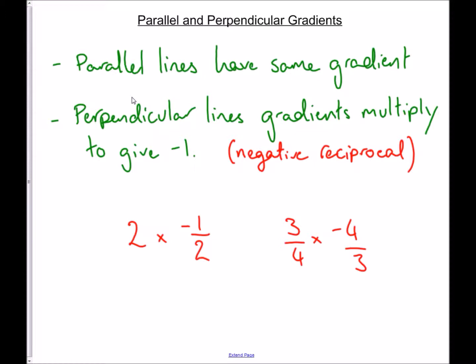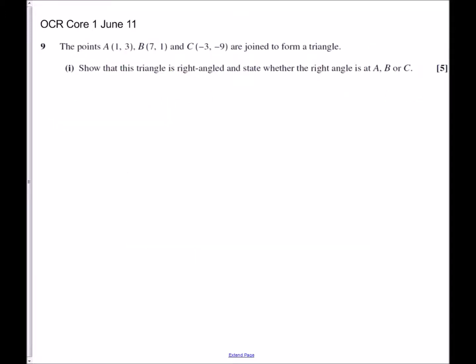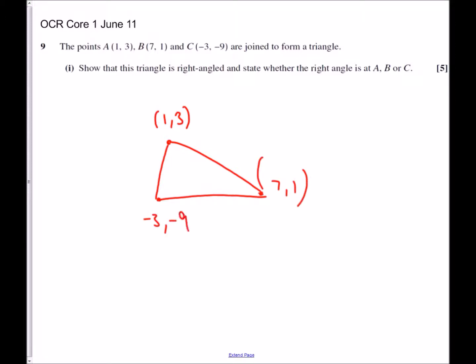Let's have a look at how this crops up in exam questions. So here's a question from the OCR Core 1 paper from June 11. The points A, B and C are joined to form a triangle. So because this is going to be a slightly involved question, I'm going to draw my points. I know that 3 points must form a triangle. There's a point at 1, 3, there's a point at 7, 1, and there's a point at -3, -9.